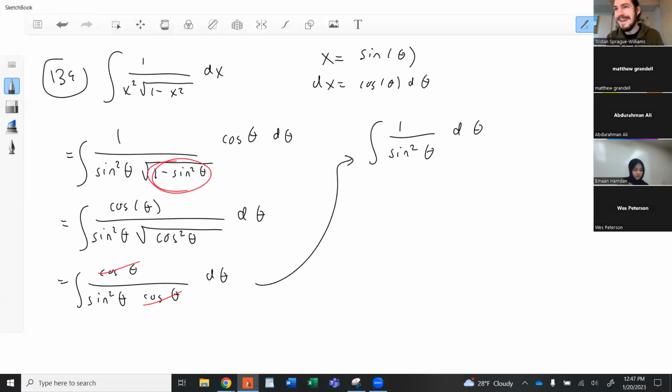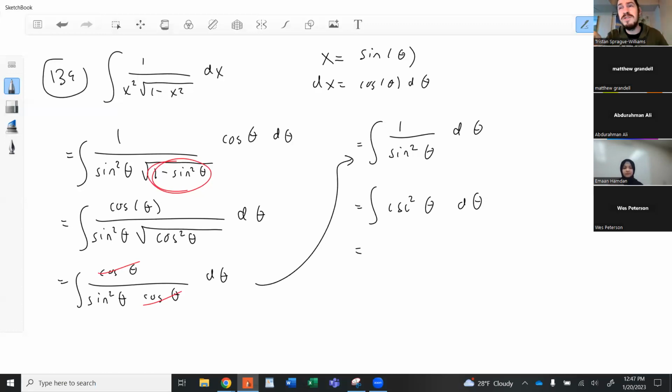Well, 1 over sine is just the reciprocal of sine. And checking your trig identity reference paper, you can see the reciprocal of sine is cosecant. So this is actually just cosecant squared. And then, this actually works out quite nicely because cosecant squared is almost the derivative of cotangent.